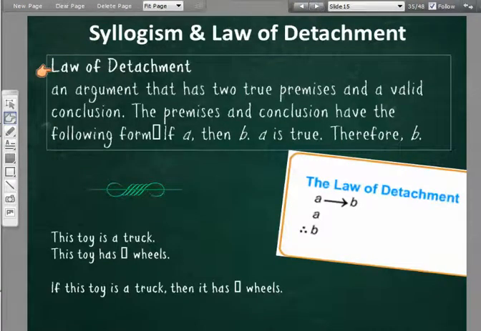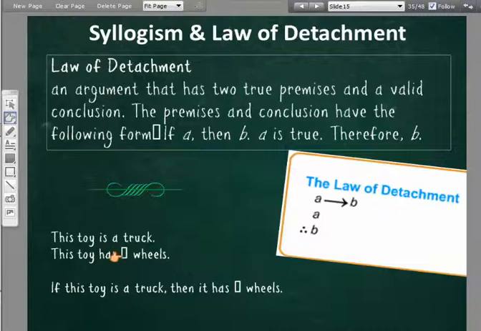Okay, the law of detachment. An argument that has two true premises and a valid conclusion. The premises and conclusion have the following form, and right here's the form. If A, this arrow means then, so if A, then B, A, therefore B. And what they're saying, if A, then B, A is true, therefore B is true, is exactly what they're saying.